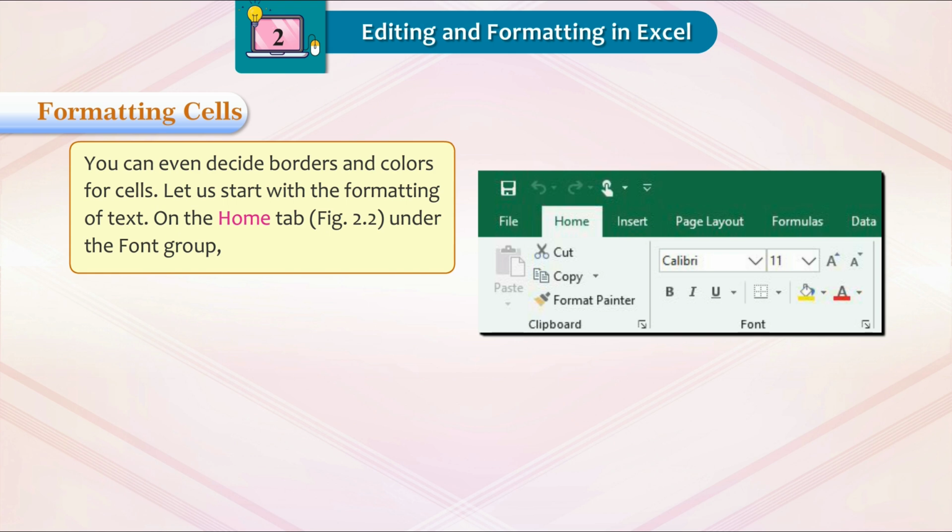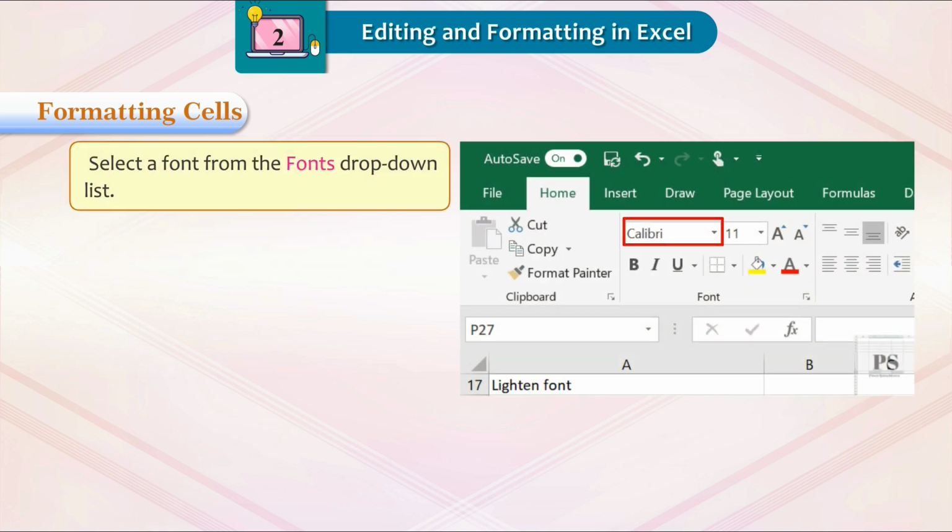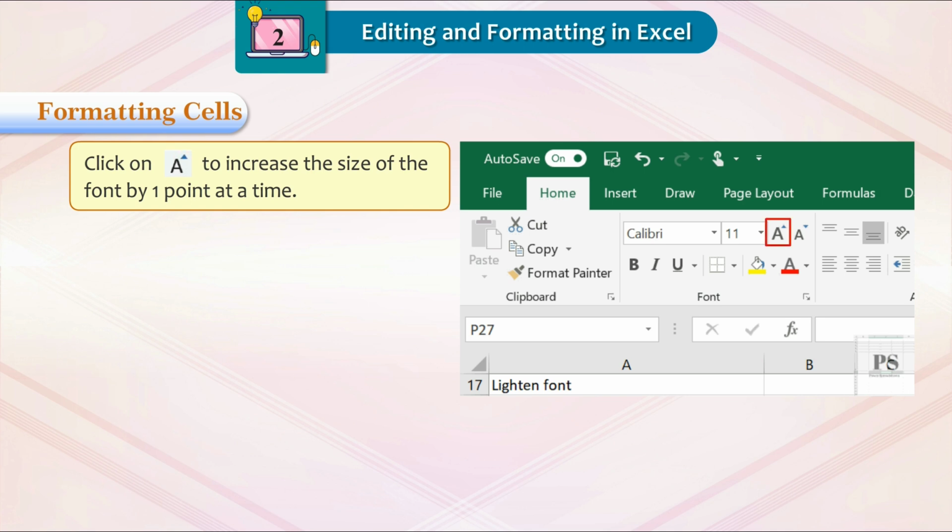On the Home tab, refer to figure 2.2 under the Font group. Select a font from the fonts drop-down list. Select font size from the font size drop-down list. Click on A to increase the size of the font by 1 point at a time. Click on A with arrow downwards to decrease the size of the font by 1 point at a time.